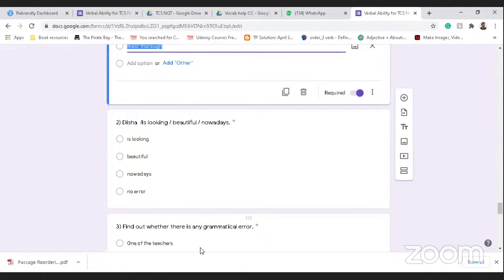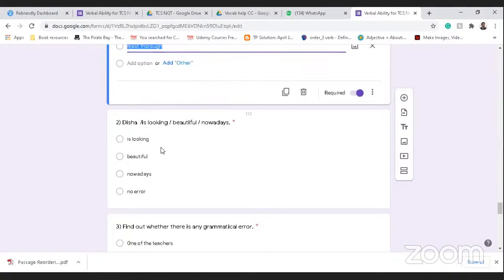Okay. Look at the word nowadays. What does nowadays mean? Nowadays means during these days. It means we are talking about a routine here. So the correct sentence should be Disha looks beautiful nowadays. When do we use is looking? Continuous tense, right? Disha looks beautiful nowadays. The problem is with is looking. Remove this is looking and looks should come here. Yes, Disha looks beautiful nowadays.